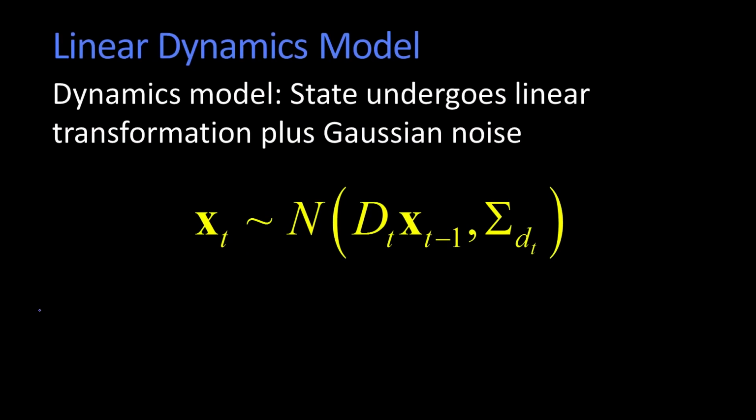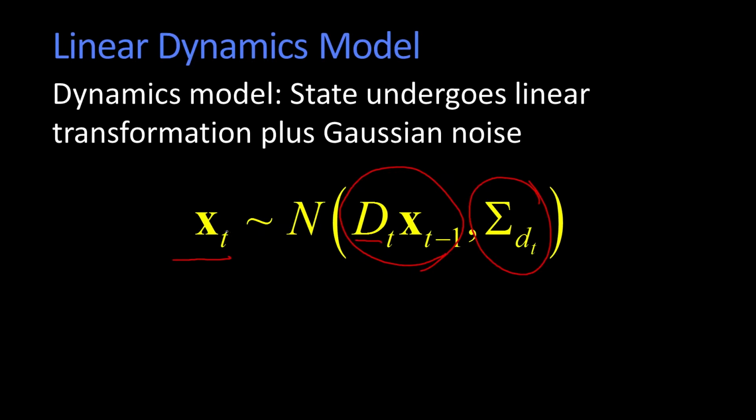So what do we mean by a linear dynamics model? Well, it's pretty straightforward. A linear dynamics model says that our state at time t will be distributed according to a normal distribution whose mean is just a linear function of the previous belief. D here is either a scalar or a matrix, depending upon whether X is a scalar or a vector. And then we take that and we put some Gaussian noise around it, some covariance.